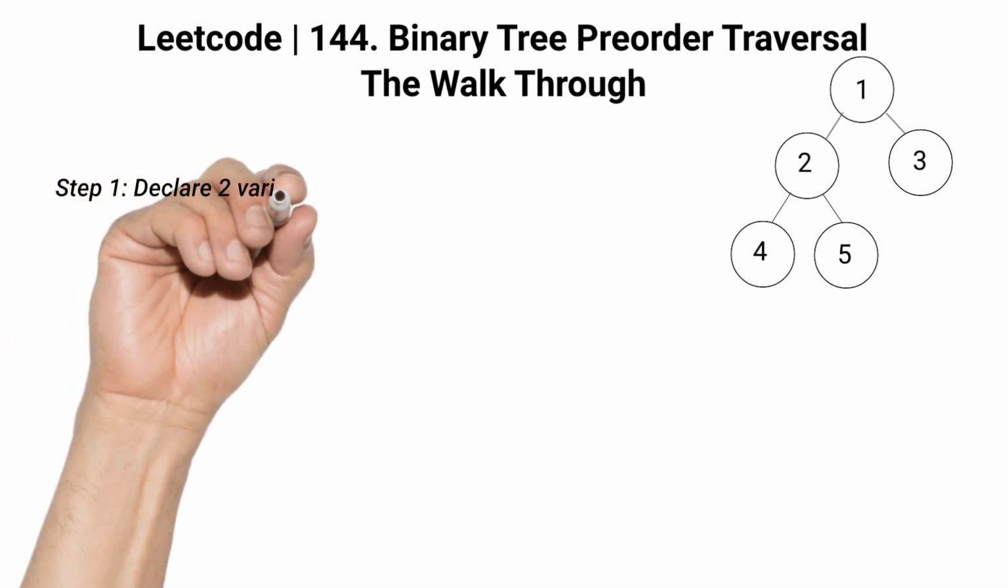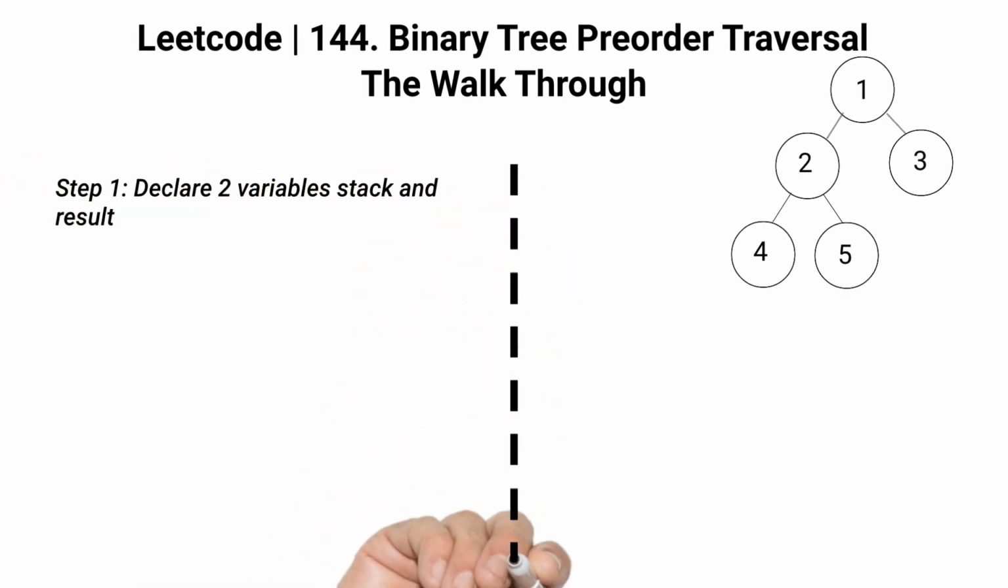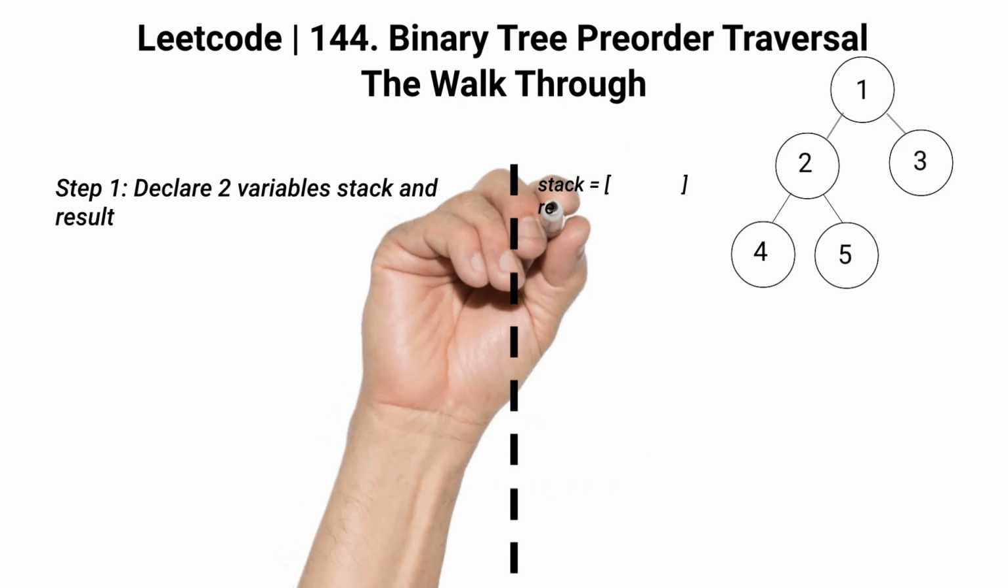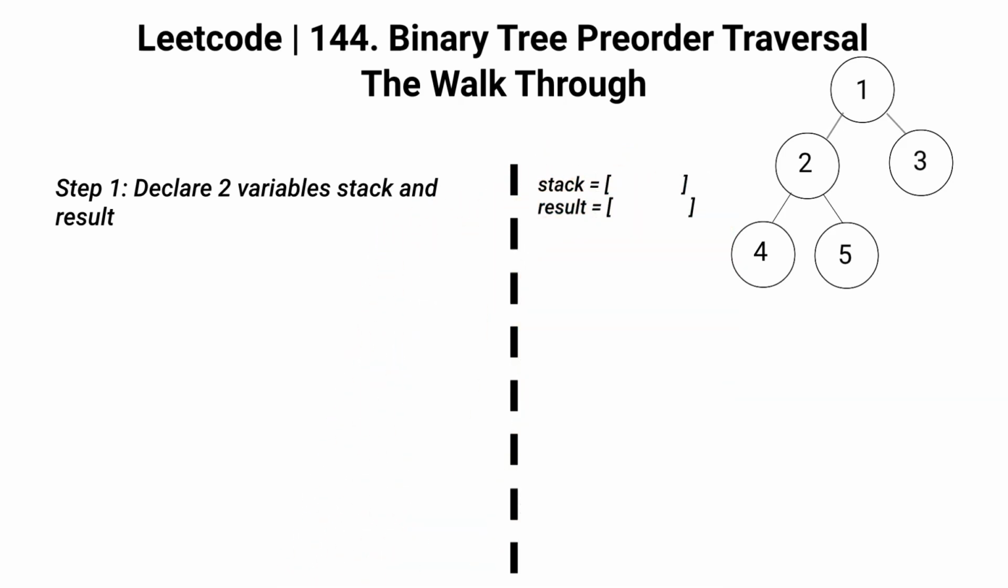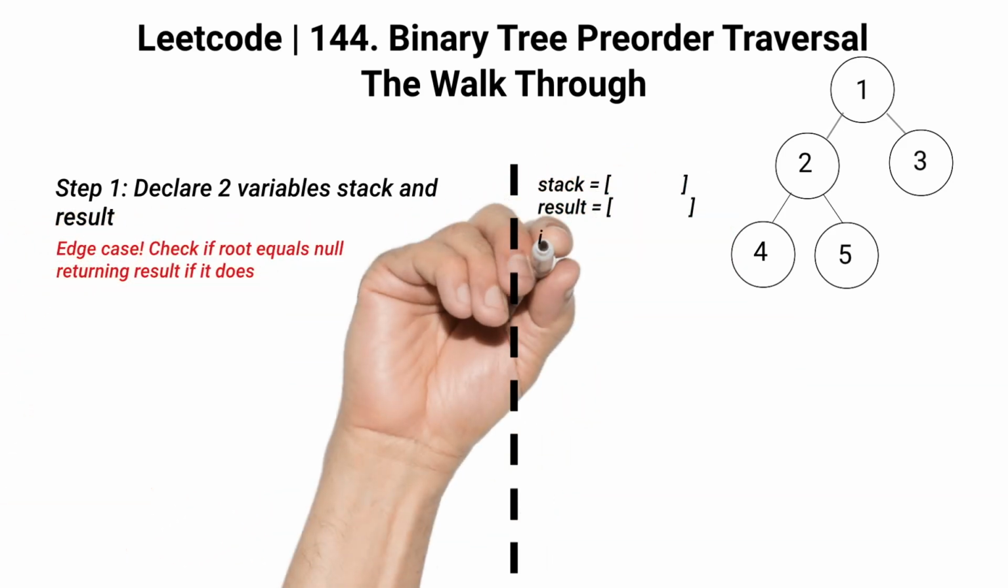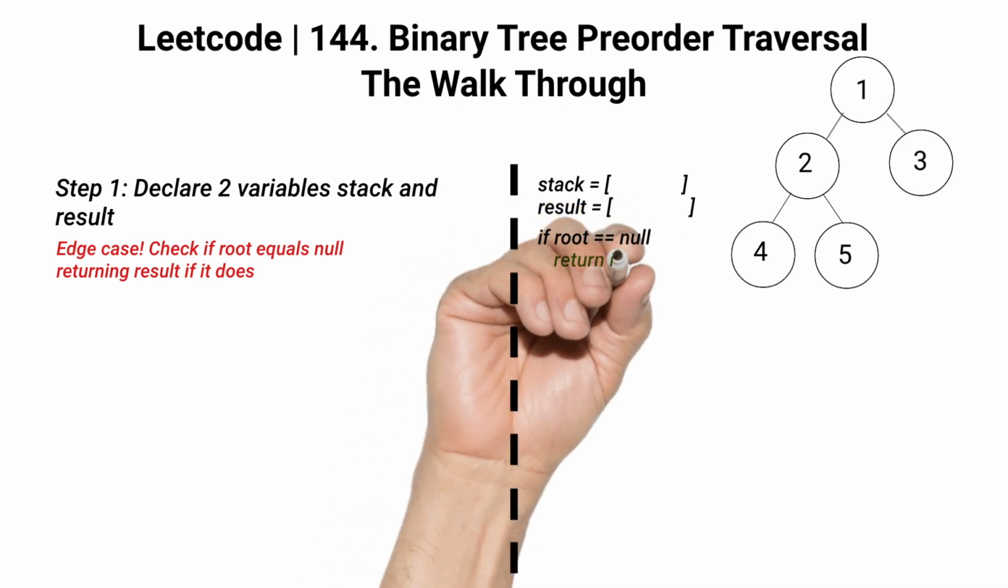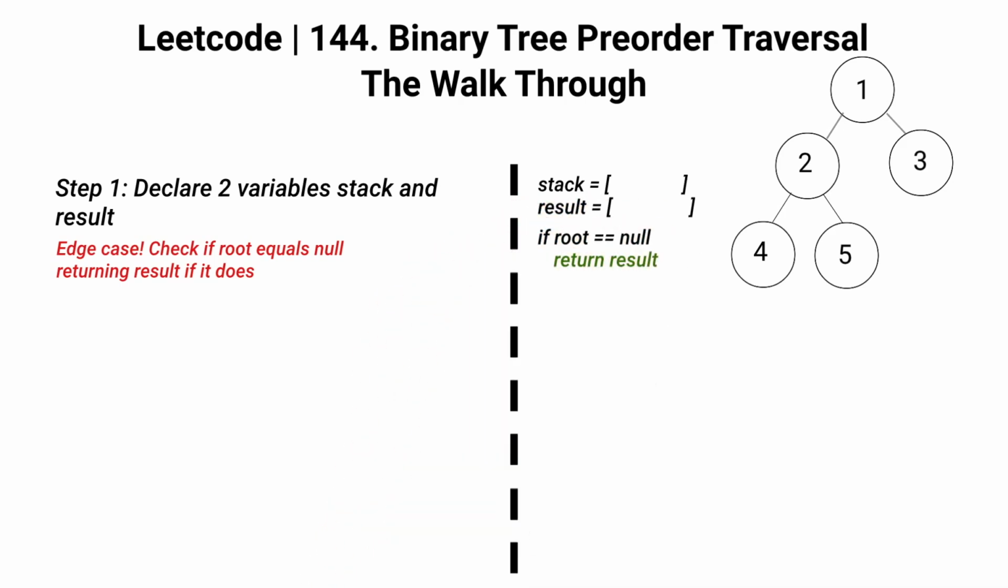Now let's walk through the example, where the root is 1, and then the child nodes are 2, 3, 4 and 5. Step 1, declare two variables, stack and result. Stack will be an empty stack and result will be an empty array. Handle an edge case, check if the root equals null, returning the result if it does.